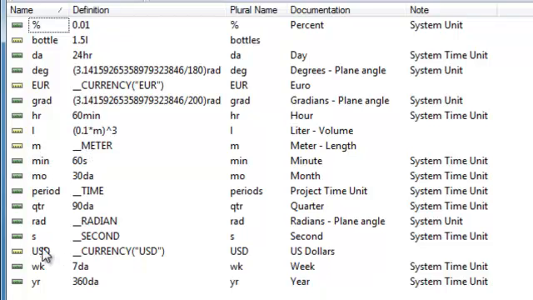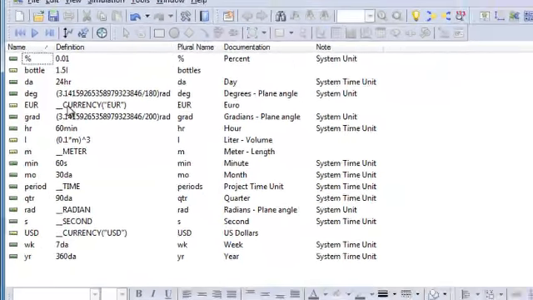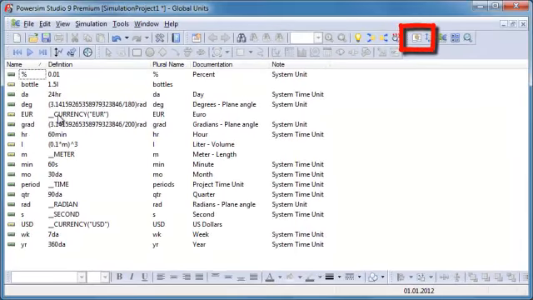You see the currency units are specially defined. They don't have to be. They could have been so-called atomic units, but since they're defined as currency, US dollars, they are reported by the dollar sign, for instance, and the euro sign. To go back to your diagram, you can click this diagram icon.